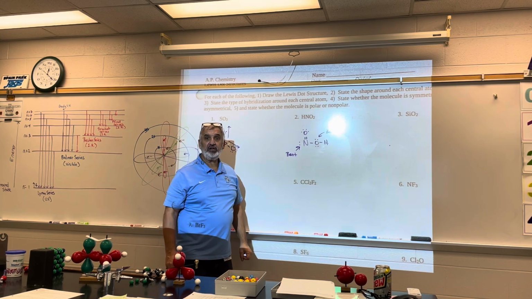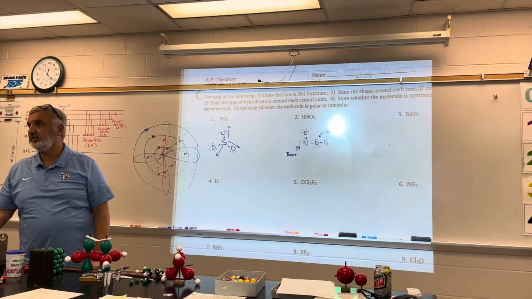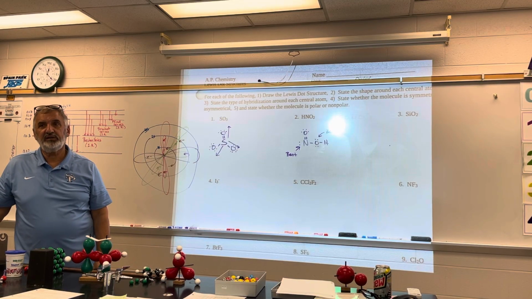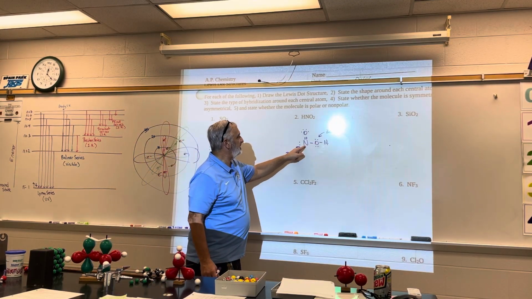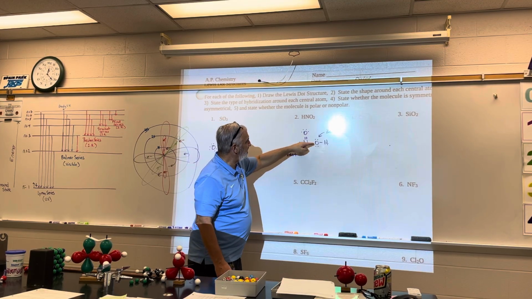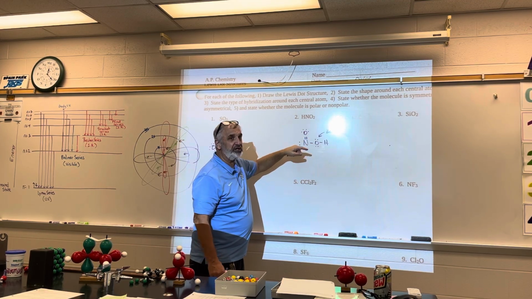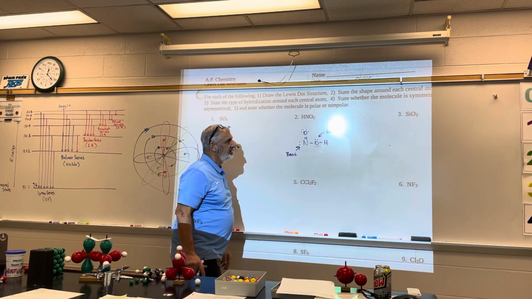But is it symmetrical or asymmetrical? Asymmetrical. Do we have polar bonds? Yes, so it's going to be polar. Probably more so around this one than around this, because these two are both highly electronegative. But the electrons are being pulled this way. And when we talk about acids and bases, we'll talk about the strength of that.